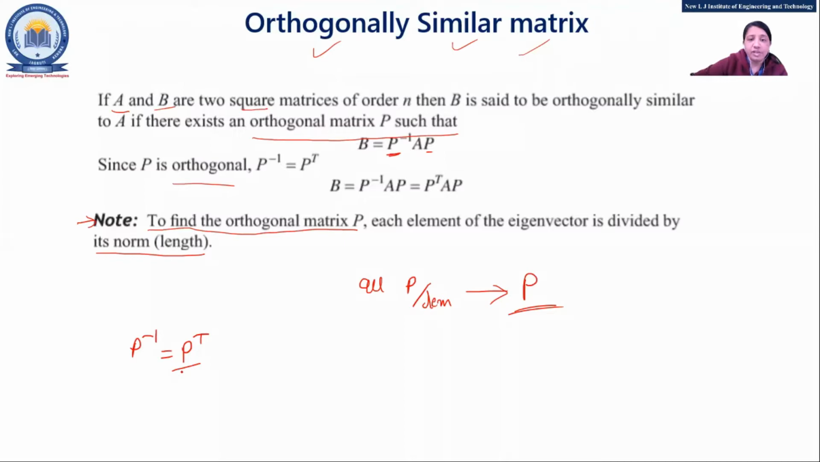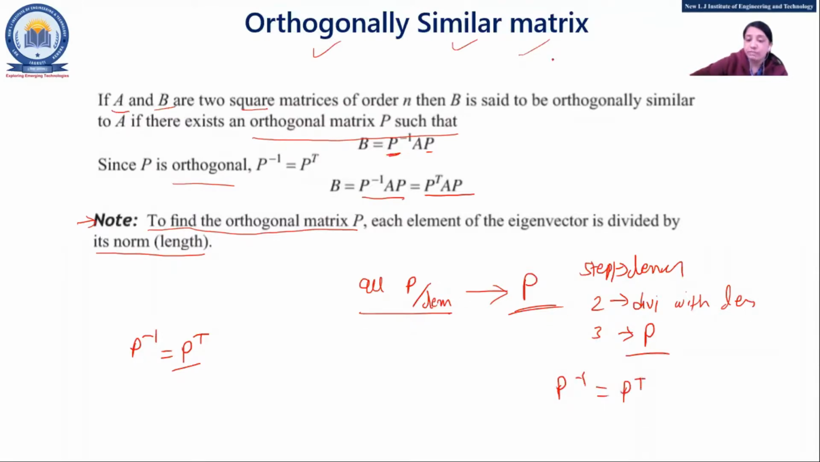So now whenever orthogonally is asked, you need to solve PT AP. Otherwise, you have to solve P inverse AP. Just only one difference is there. If you read the definition, it will not be clear to you, but just remember this. Step 1 is find out the length. Step 2 is divide all elements with the length. And after that, there is your final P matrix. Then P inverse is nothing but the transpose of P.